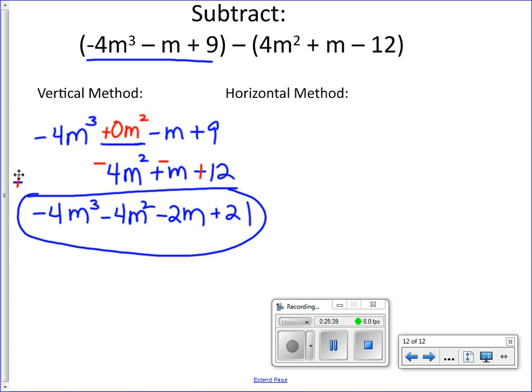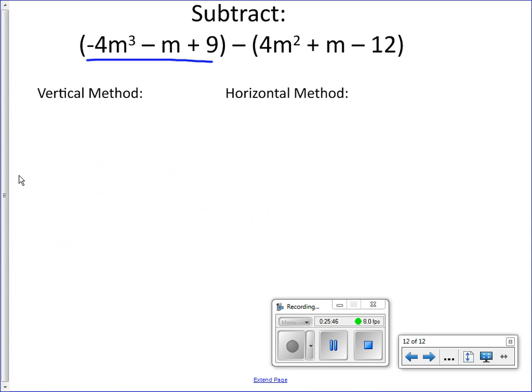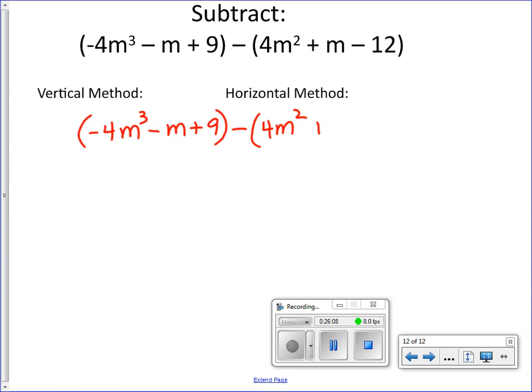All right. Using the horizontal method, I'm going to write just what I have on the top. Let me go ahead and do that. Minus 4m cubed minus m plus 9. And then minus, we want to subtract the whole polynomial, 4m squared plus m minus 12.